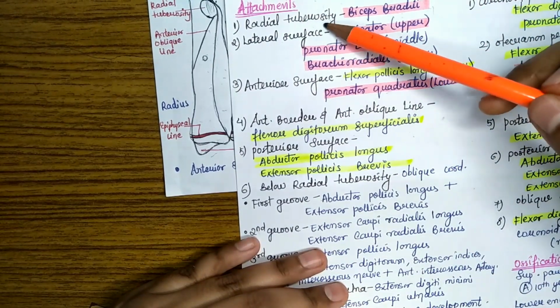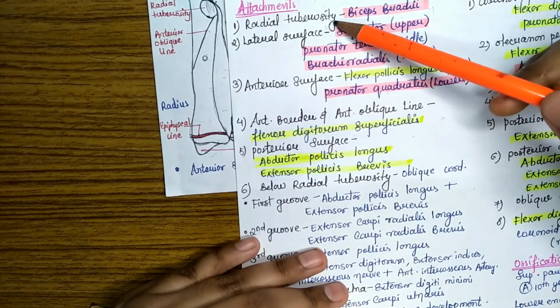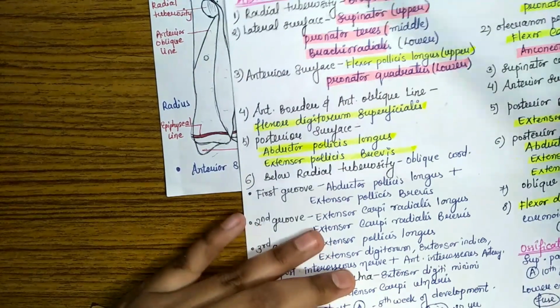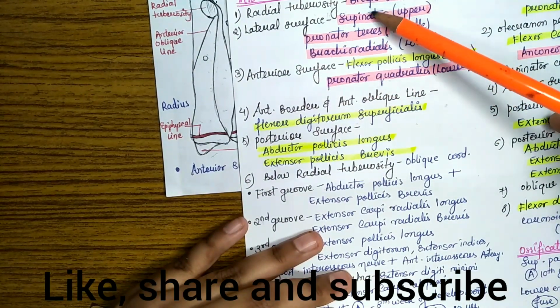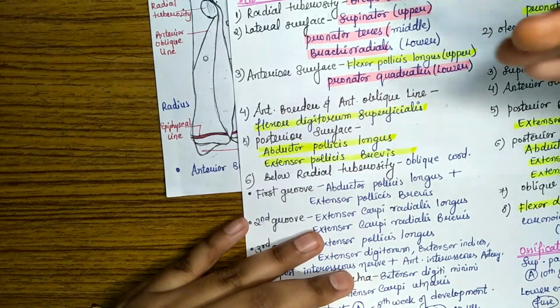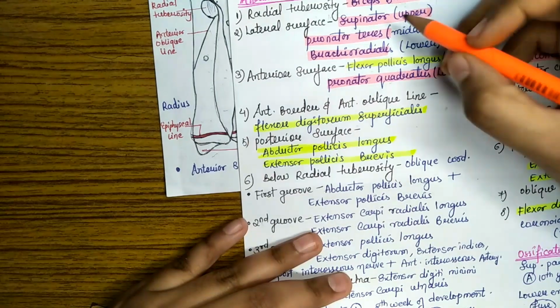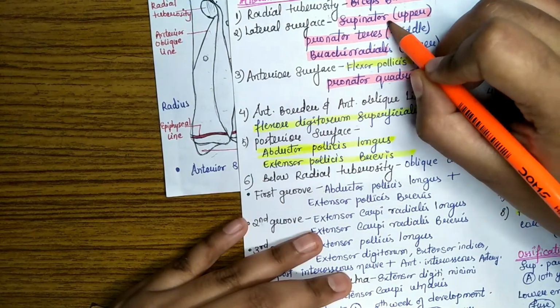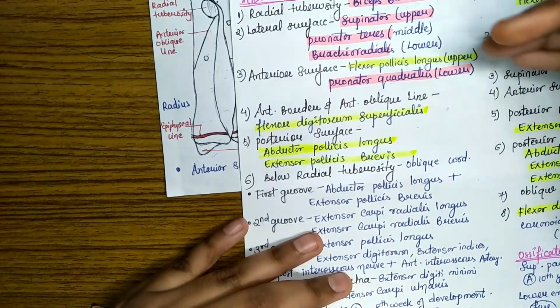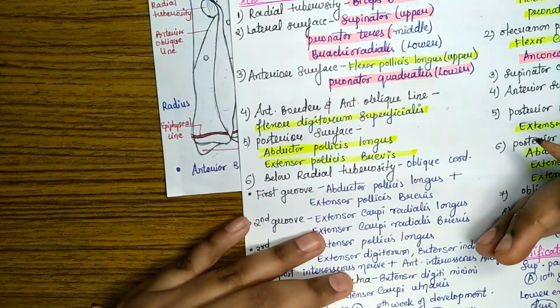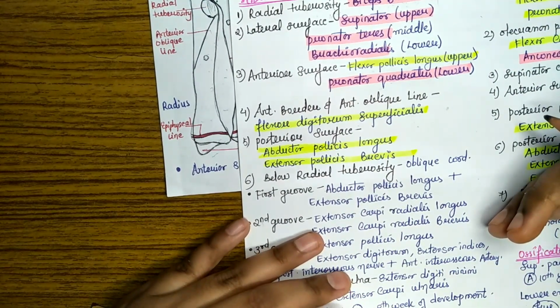So first we will talk about the radial tuberosity. In the radial tuberosity there will be insertion of the biceps brachii muscle. Along the lateral surface there will be insertion of 3 muscles on the upper side, on the middle side, and on the lower side. When we talk about the upper side, there will be insertion of the supinator muscle. On the middle side there will be insertion of the pronator teres, and along the lower side there will be insertion of the brachioradialis muscle.